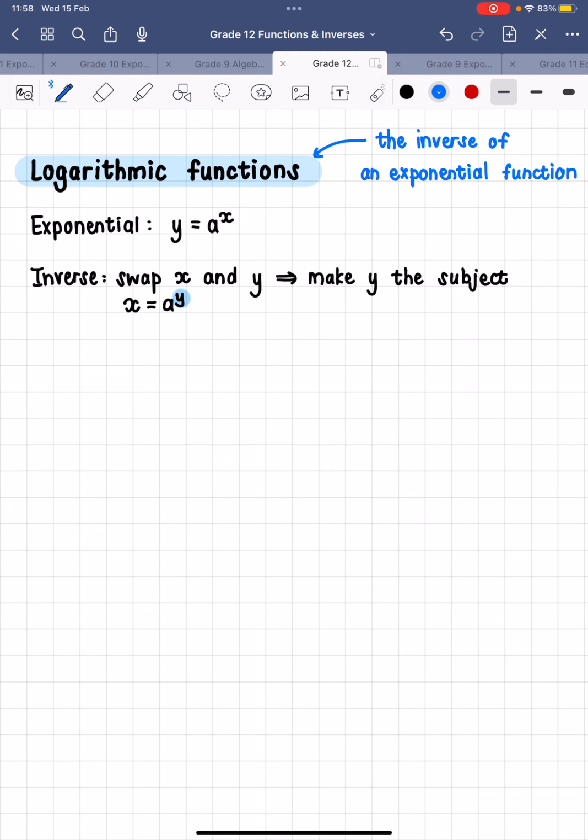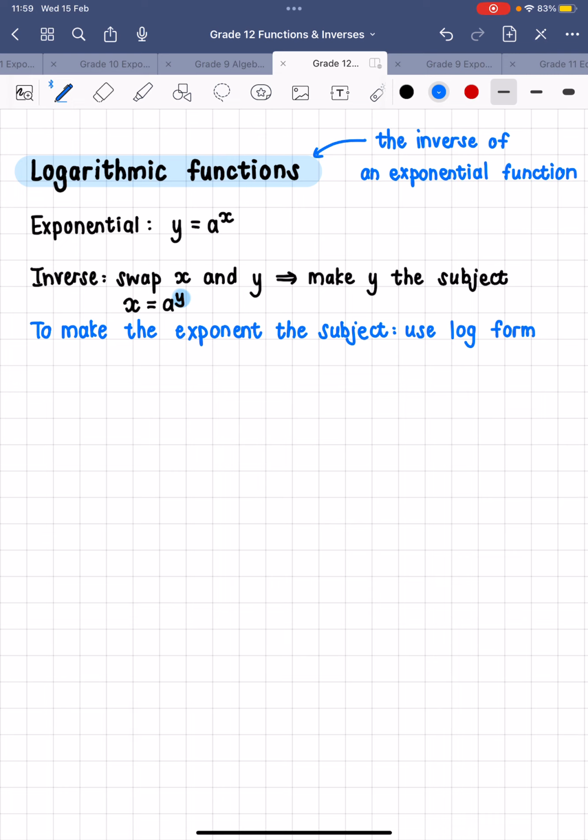Now what we use in order to make the exponent the subject, which like I said is something that we haven't done before, is log form, logarithms, logarithmic form. So now to make the exponent the subject, use log form.